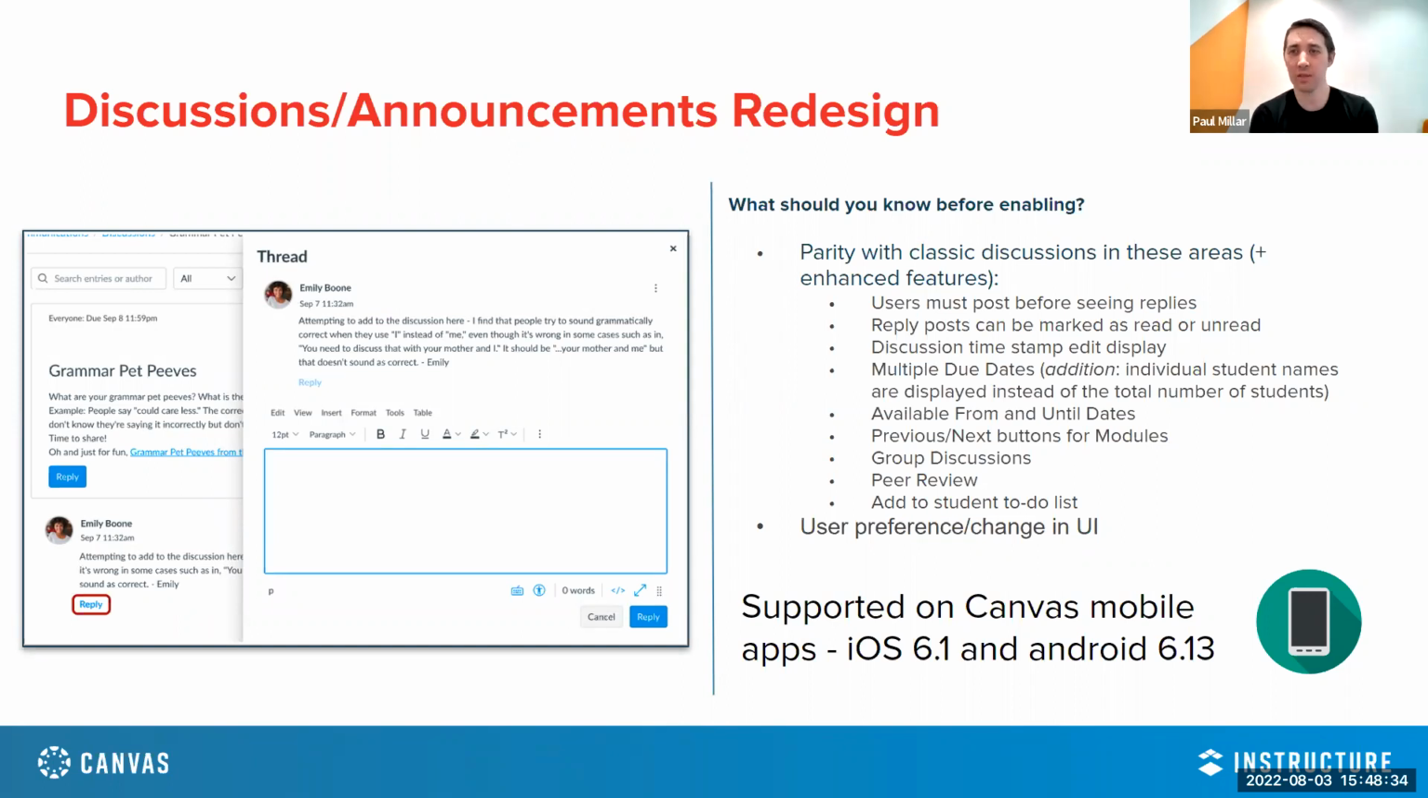So I'm not going to go through everything in that list there, but we've got all this parity with the existing discussions there. And it is supported on Canvas Mobile for iOS and Android in those versions onwards, 6.1 and 6.13. So I think they might be the latest ones. But always keep your apps up to date. That's just a nice reminder.